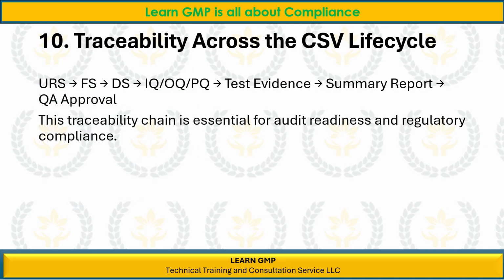Traceability across the CSV lifecycle. URS, FS, DS, IQ/OQ/PQ, test evidence, summary report, QA approval. This traceability chain is essential for audit readiness and regulatory compliance.